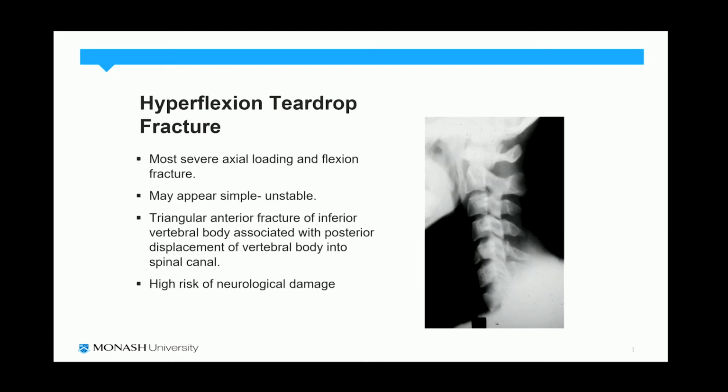A hyperflexion teardrop fracture is the result of severe axial loading or flexion. It appears very simple, but it is very unstable. And what you have is a triangular anterior fracture of the inferior vertebral body, and is associated with posterior displacement. So we can see that there's a slight step in the cortex of the posterior vertebral line, and therefore has a very high risk of neurological damage.